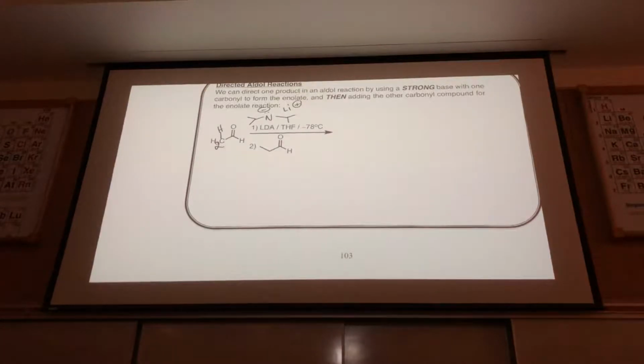So to draw the mechanism, I'll extend the bond for one of them on the methyl and form our enolate. So this is step one. Along comes step two, once you feel like the reaction has been given sufficient time to complete, and we add in the desired electrophile.